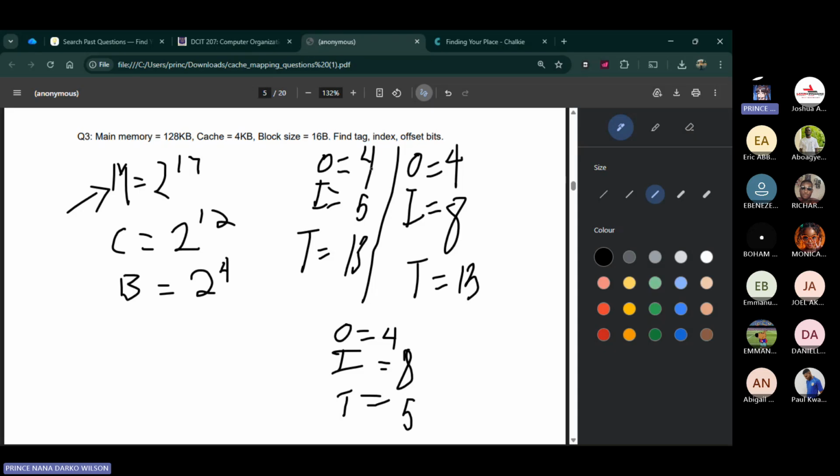So let's test a few to see which answers are correct and which are wrong before we even get into the working. If I sum 4 plus 5, I get 9, and 9 plus 13 gives me 22. That's way beyond our 2 to the power 17. So no. If I do 4 plus 8, I get 12, and 12 plus 13 is 25, way beyond 2 to the power 17. That's also no. If I do 4 plus 8, I get 12, and 12 plus 5 is 17. This answer is most likely correct. We don't know whether or not it's correct, but we can say it's most likely correct.